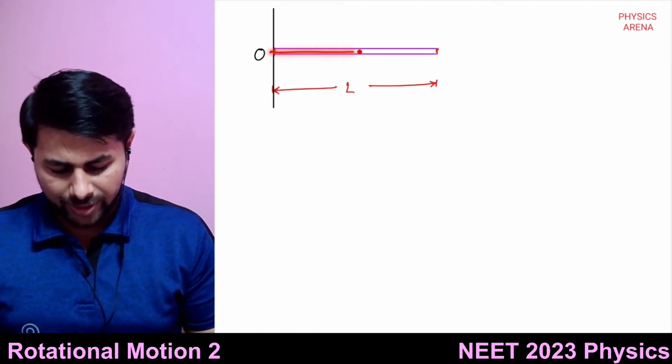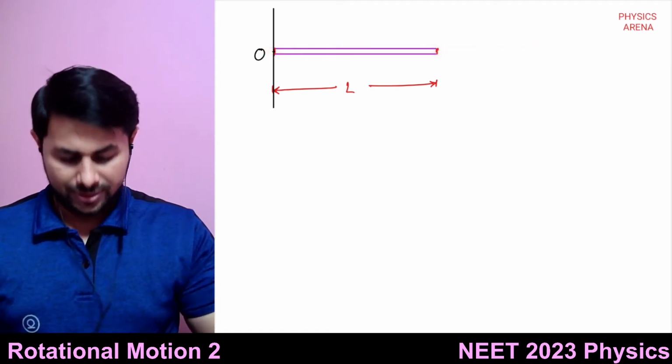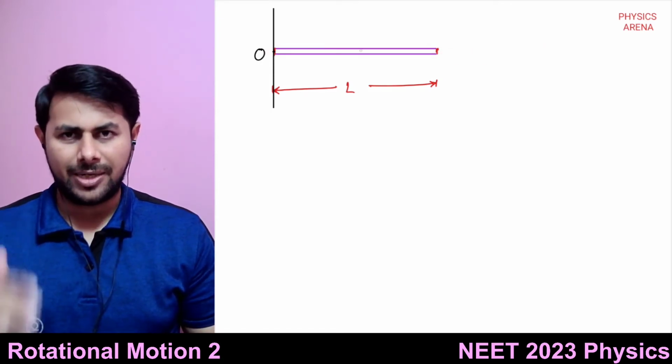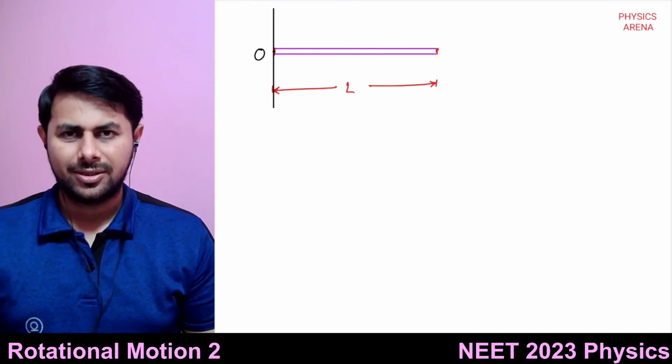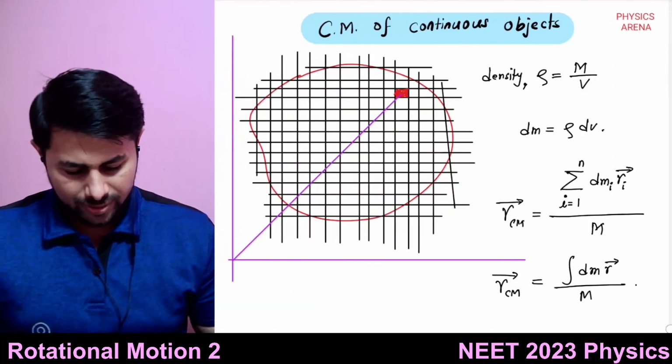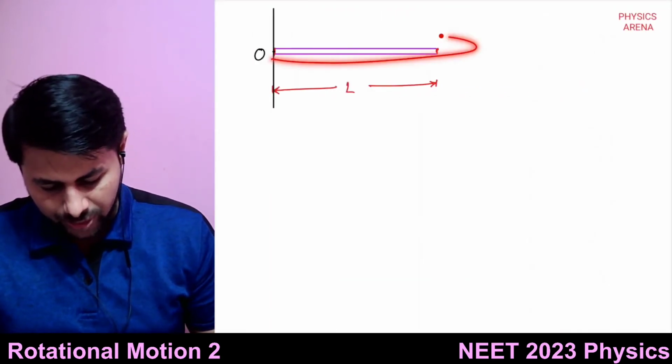Okay, so from the origin just draw a straight line, then on that line at distance L by 2 will be the center of mass. Okay, so that's what we can find out. So this is a continuous body.